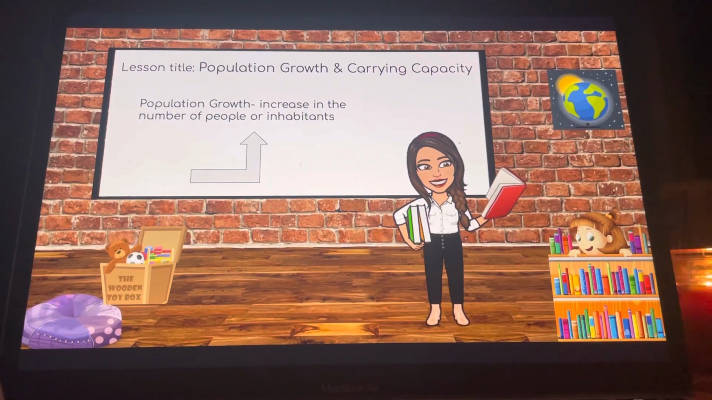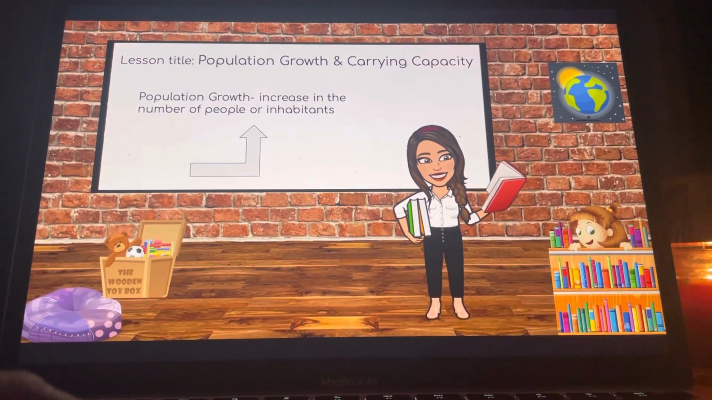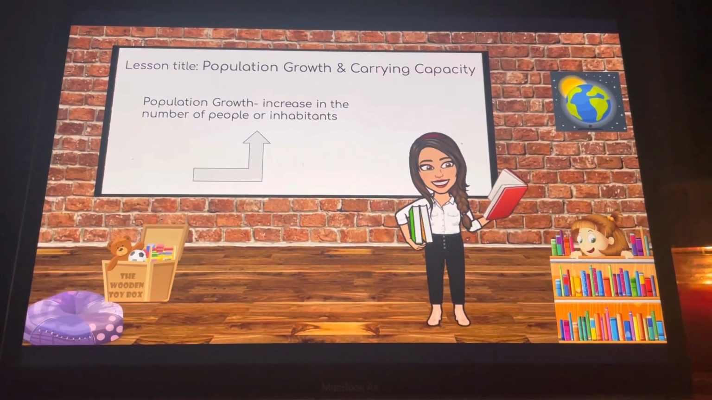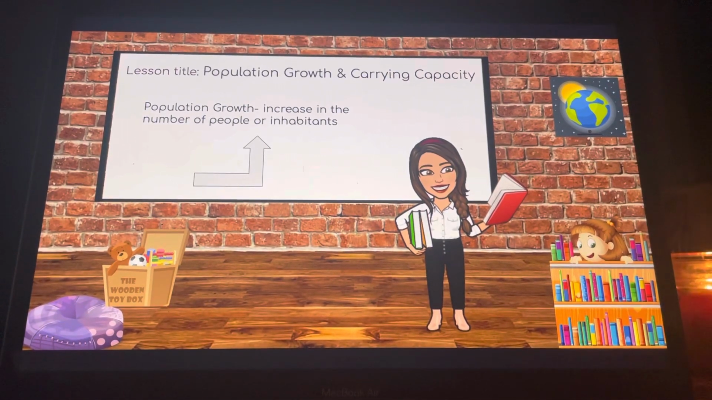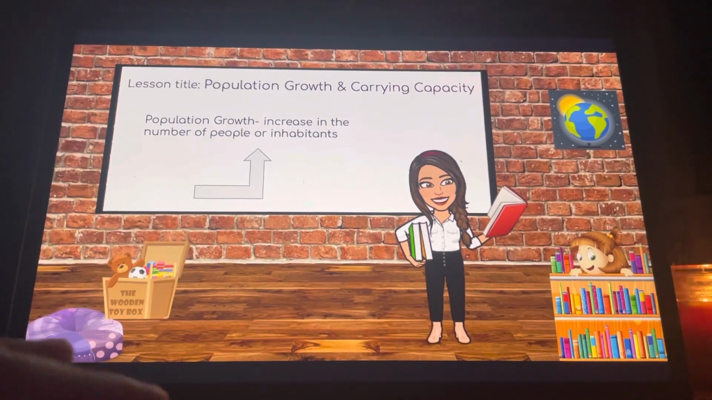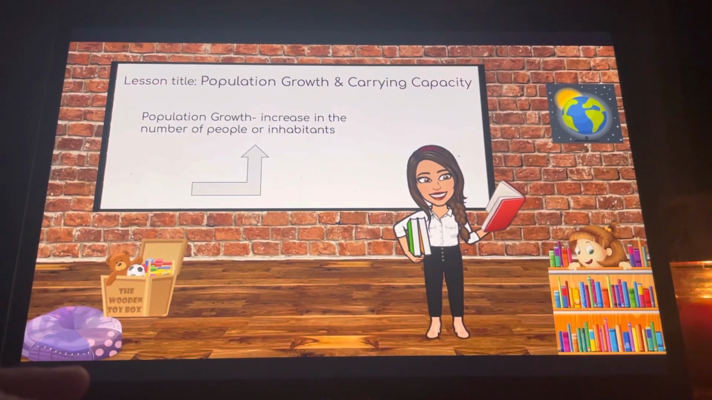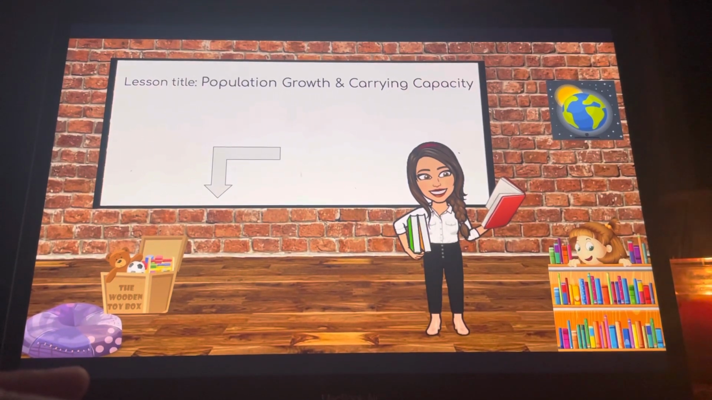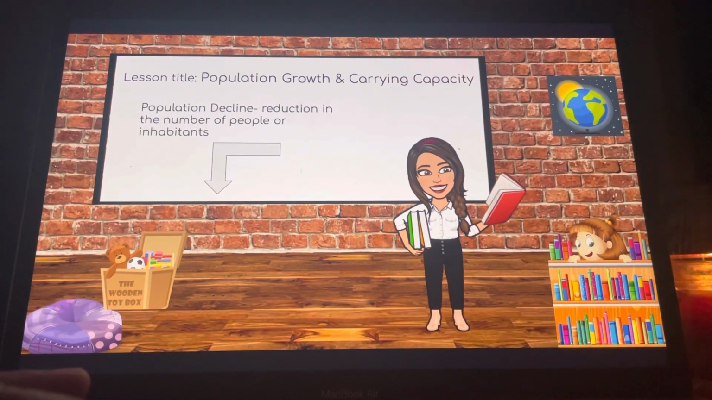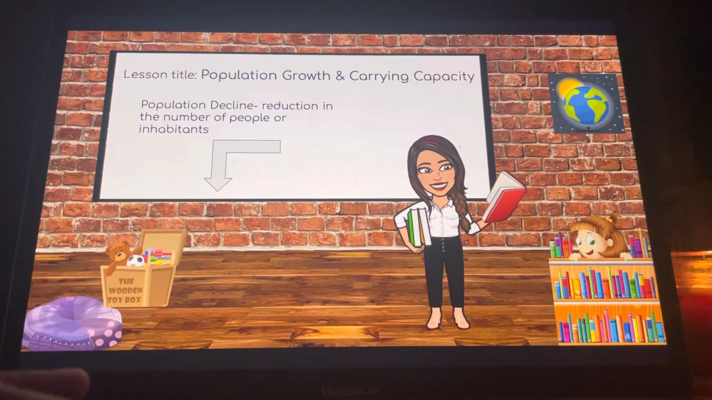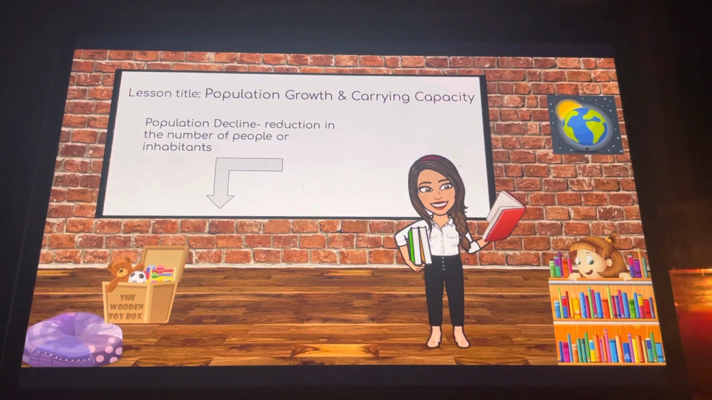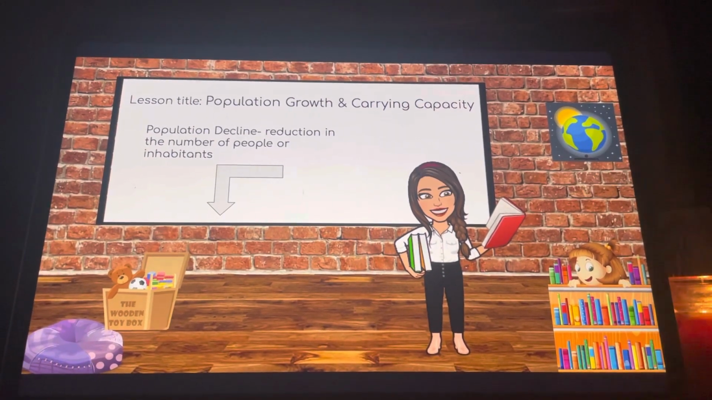Following population, we have population growth, which is the increase in the number of people or inhabitants. Since population growth and the definition is not underlined, you can go ahead and just list population growth with the arrow on the bottom. Opposing population growth, we have population decline. This is the reduction in the number of people or inhabitants. Again, like population growth, you can go ahead and write population decline with the arrow going down.